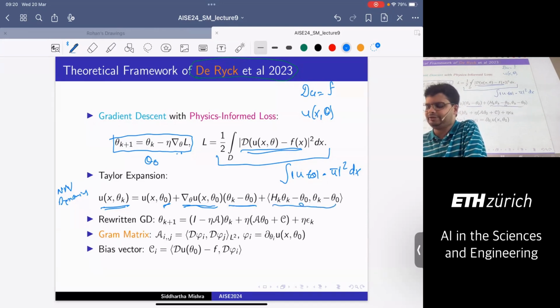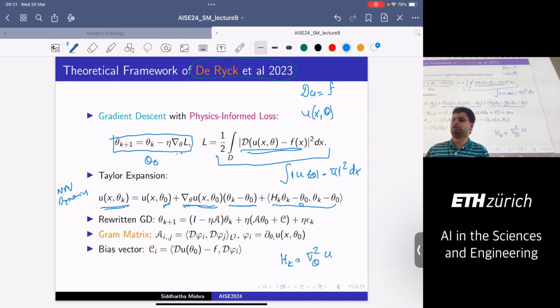And the remainder term depends on a second derivative. So it depends on the Hessian. So hk is nothing but the second derivative. So this is the gradient squared with respect to theta of u. So this is the Hessian of the function. So this is the quadratic term. And of course, you evaluate it using the mean value theorem so that this is an exact identity.